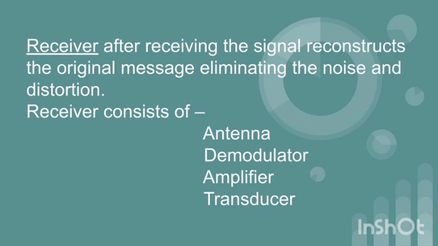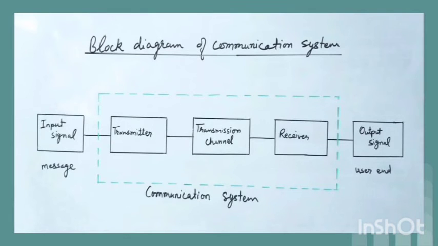Amplifier boosts up the signal to improve its quality. Transducer converts electrical signals into sound waves or light waves. It is a device that converts one form of energy into another form. This way, the information or message produced by the source reaches the destination or receiver.